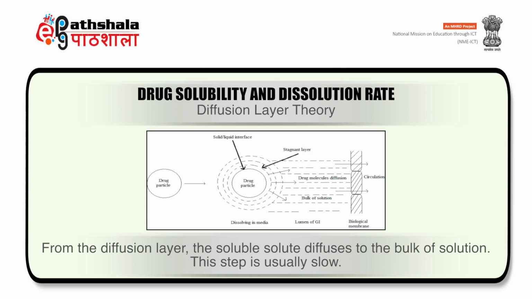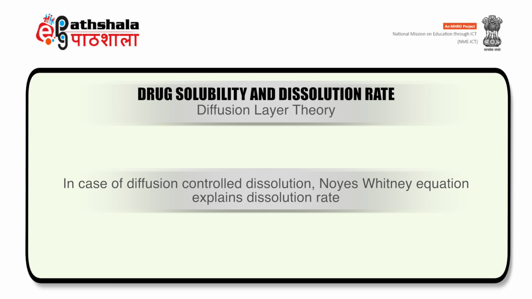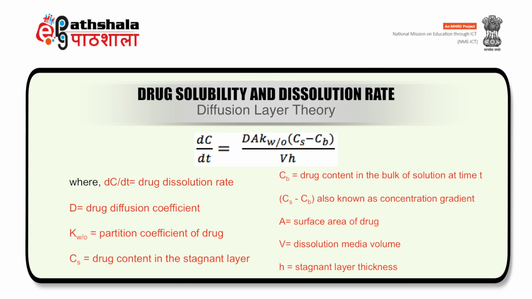The next step is that from the diffusion layer, the soluble solute diffuses to the bulk of the solution. This step is usually slow. In case of diffusion controlled dissolution, the Noyes-Whitney equation explains the dissolution rate. The Noyes-Whitney equation is coming on your screen.